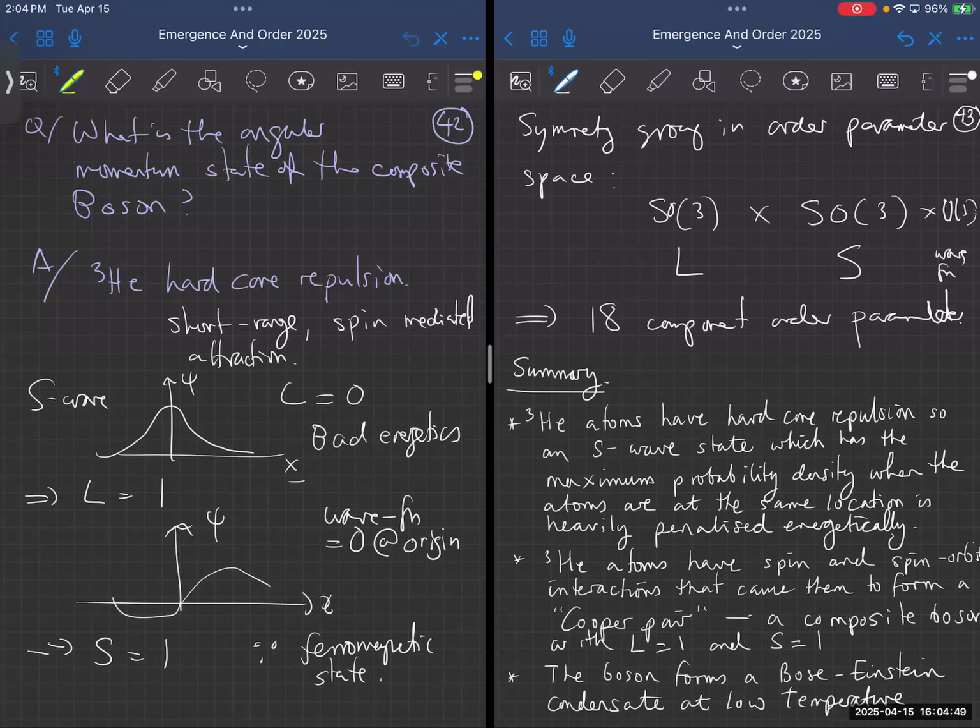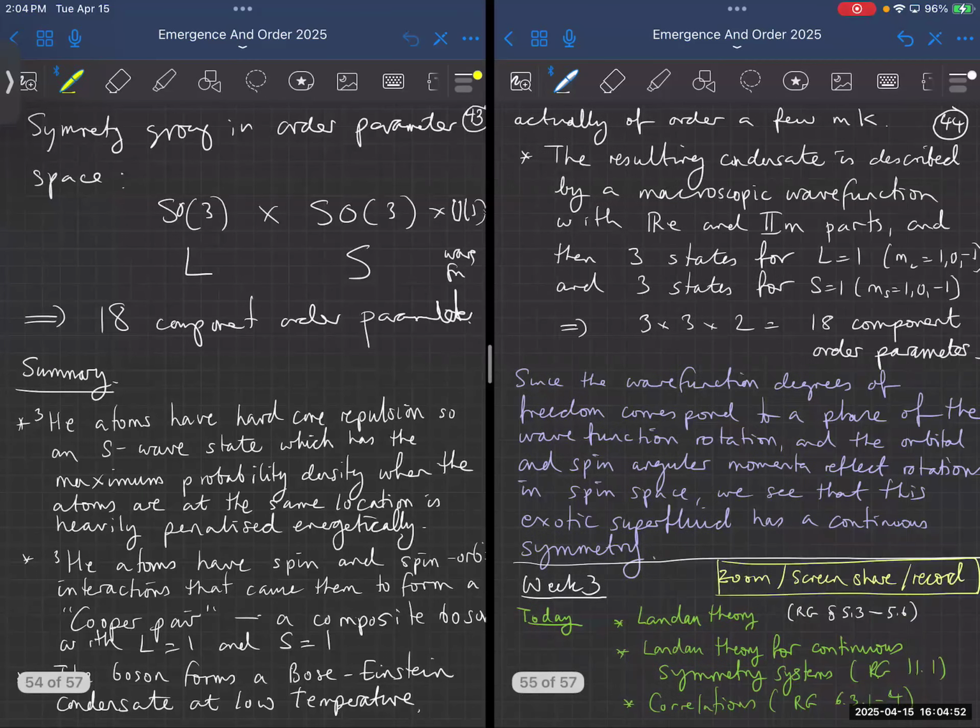And so what happens is then you can form a system with 3 times 3 times 2, which is 18 components in its order parameter. And the order parameter has the 2 because you have a wave function that describes a macroscopic occupation of the ground state for the superfluid. It has real and imaginary parts, so that's why there's 2 components for that, and then 3 by 3 for the orbital and the spin angular momentum. So you've got an 18-component order parameter. So you can have an incredibly complex structure in systems with continuous symmetries.